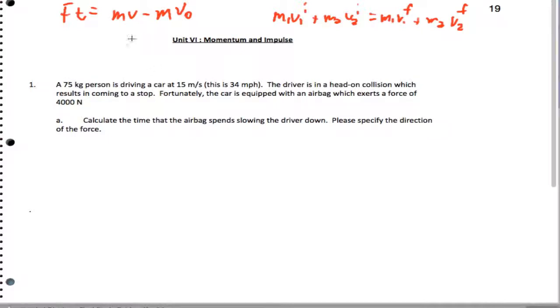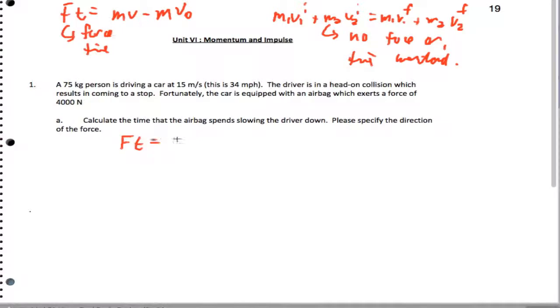And so the rule is we use this formula whenever I mention force or time. We use this rule whenever there's no force or time mentioned. And so it's going to work like this. We're going to calculate the time the airbag spends slowing the driver down. And so we're going to use Ft equals mv minus mv naught.